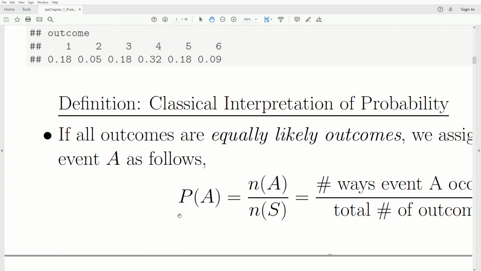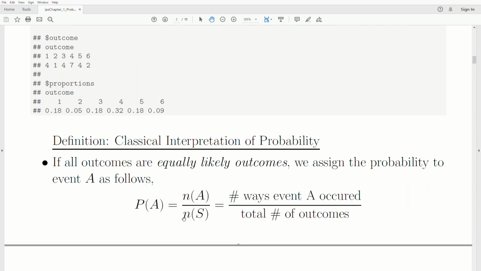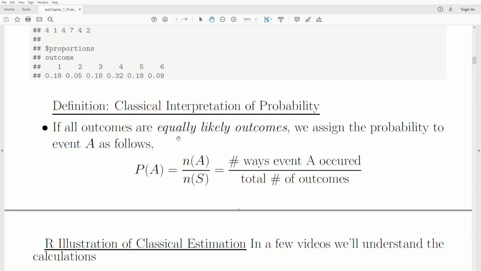Now, a classical interpretation of probability is, if all outcomes are equally likely, we assign the probability of event A as the number of ways event A can occur divided by the total number of outcomes. And so previously we used that, like if we had a fair 6-sided die, the probability of rolling a 2 is, well, there's only one way that we can roll a 2 out of the 6 total outcomes, so it's 1/6.